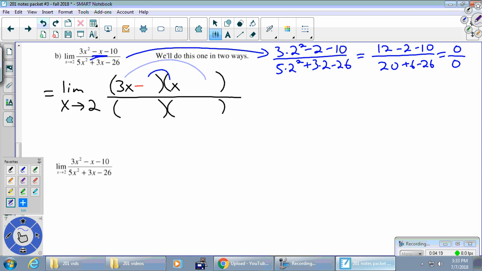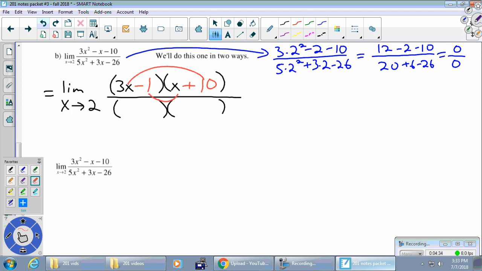So maybe it was supposed to be a minus 1 and a plus 10. And then if we do outers and inners, that's a 30x. That doesn't sound promising. Minus 1x is 29x, which is not the negative x we wanted. So it feels like it's not going to be 10 and 1.